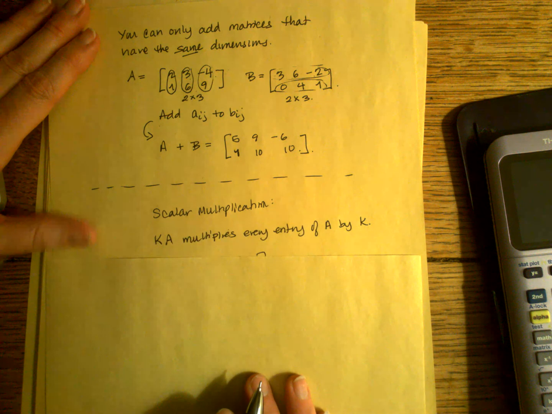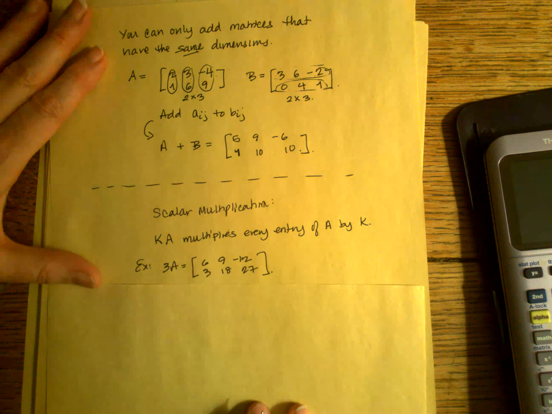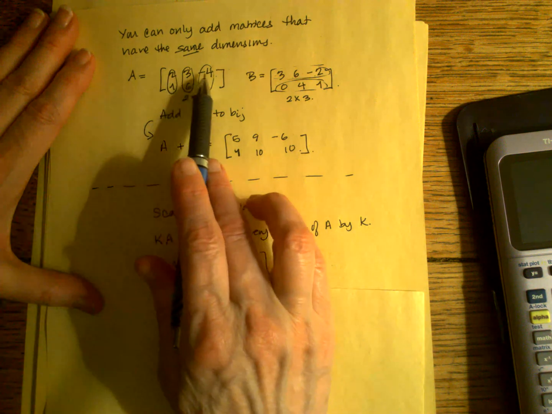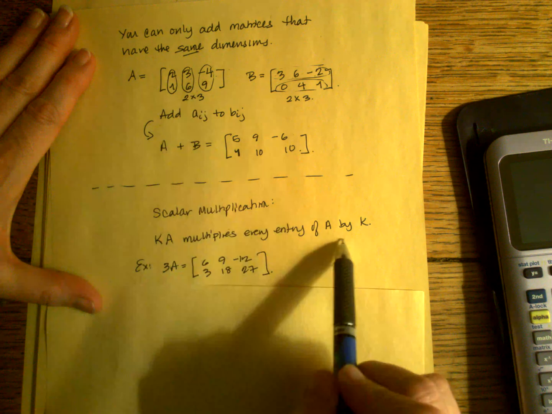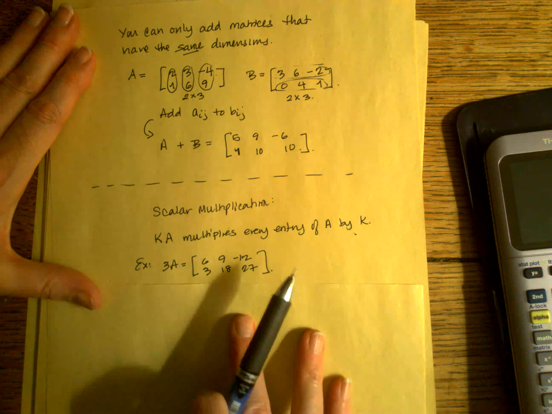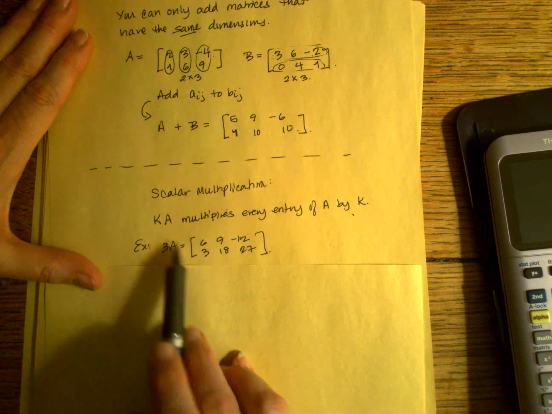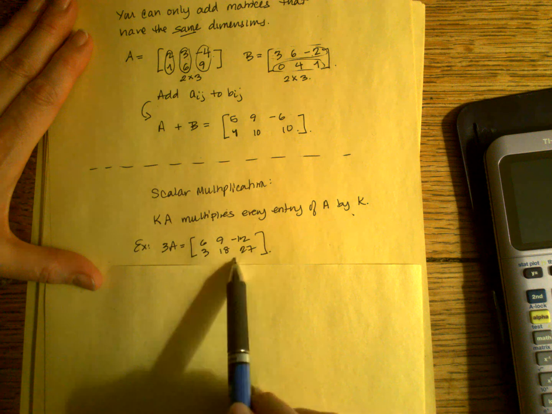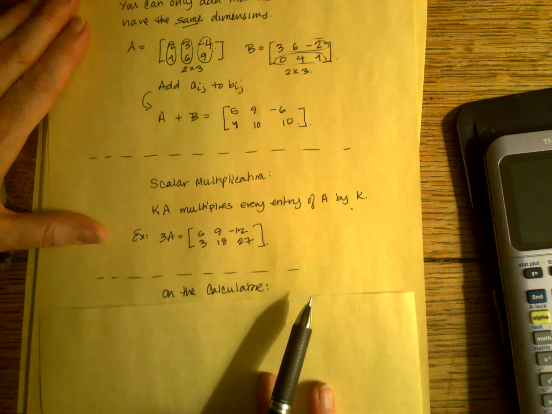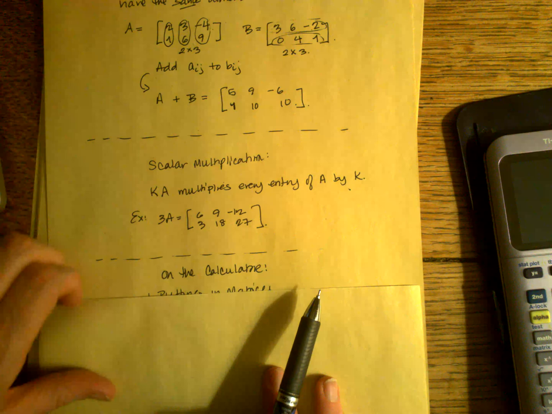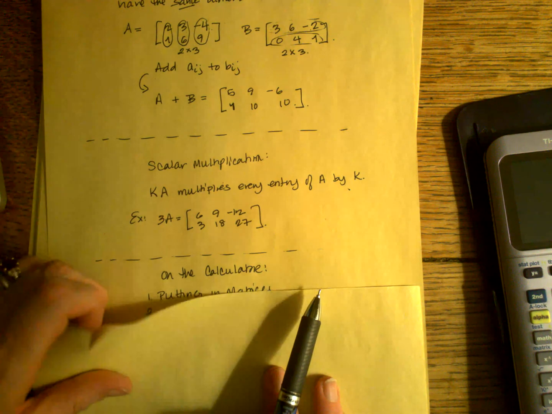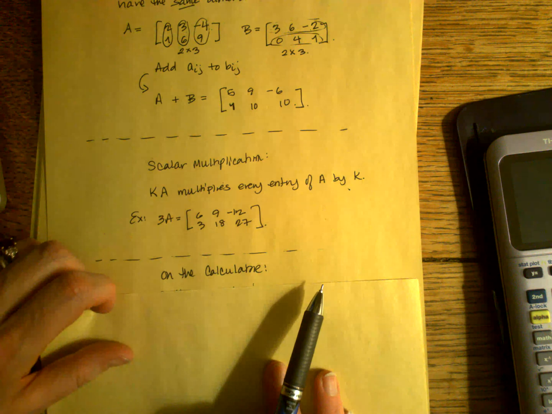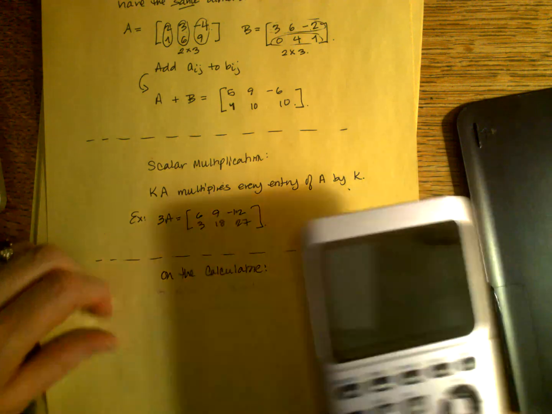When you do scalar multiplication, as we did with vectors, for example, k times matrix A means that I'm taking every element in matrix A and multiplying it by k. So here's an example of 3 times matrix A. I took every element in here and I multiplied it by 3. I want to show you on the calculator how to put matrices in, and you should pause the video and get your calculator out and follow along.